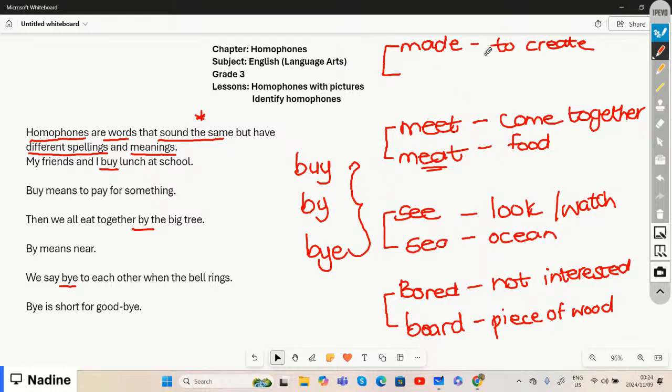Yes, and if we look at the next word that sounds the same, then we're going to say it's maid, M-A-I-D. And this word maid, right? It is either someone or specifically a woman that's working in your house. That is a maid.